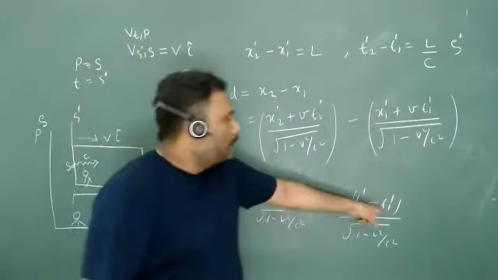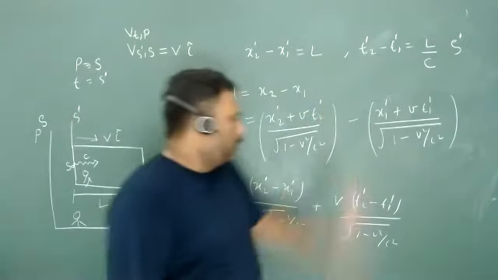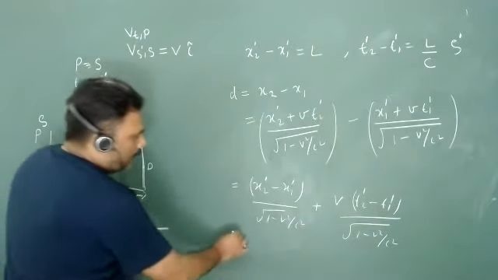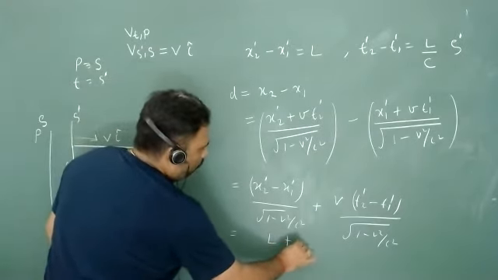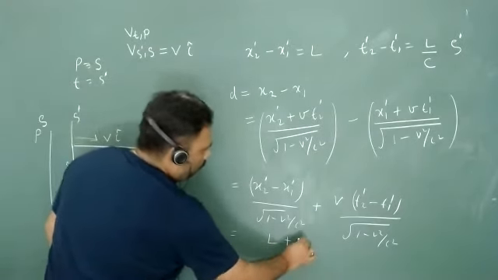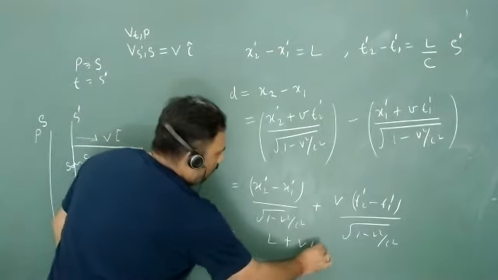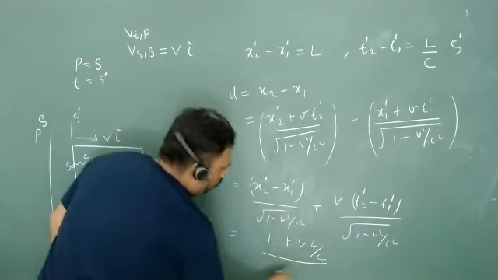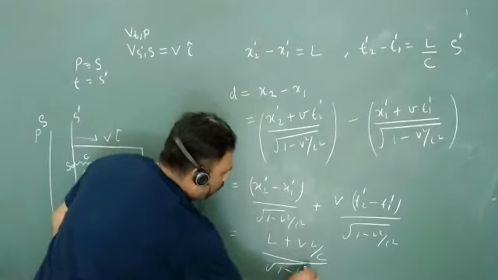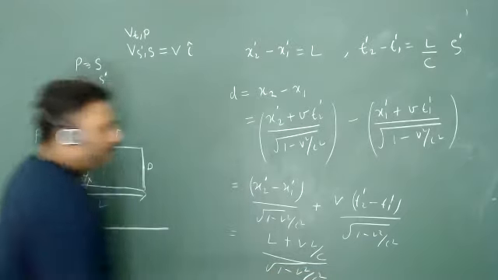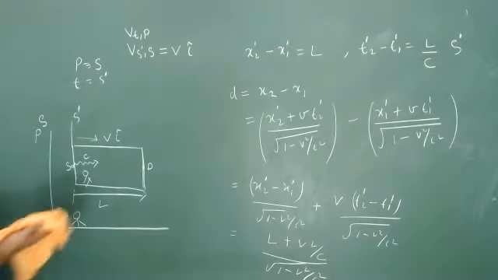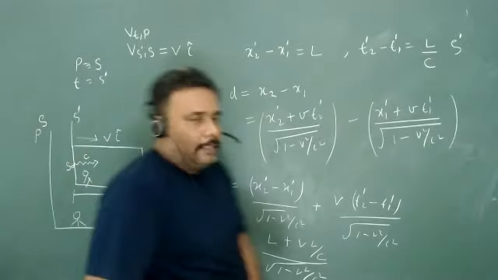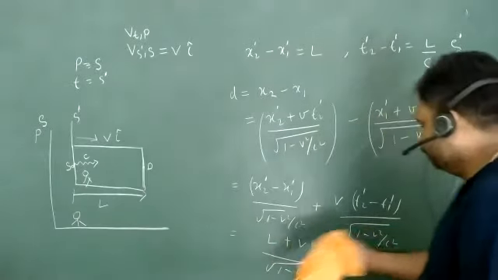And what is t2 dash minus t1 dash? That is L upon c. So I can write this expression as L plus v L upon c, over root under 1 minus v square upon c square. Are you comfortable up to this? Everyone? Do you have any doubt up to this?